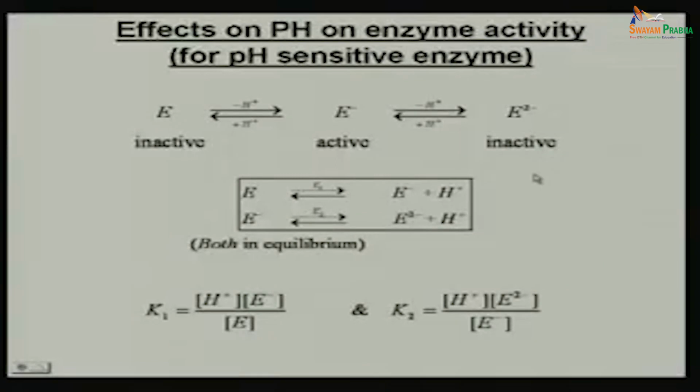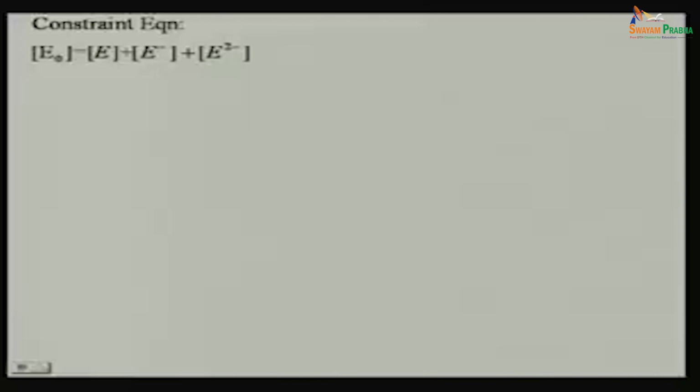So you can take ratios and all that, but the most important thing at this point is to be able to write the constraint equation, which is that the total amount of enzyme that is present is distributed in three forms: the E, that is the E minus, that is the active form, and the two inactive forms, that is E2 minus and E. Right. So that is what you need to do. So once you do that, then what you can do, like you did before, is try and express everything in terms of E minus.